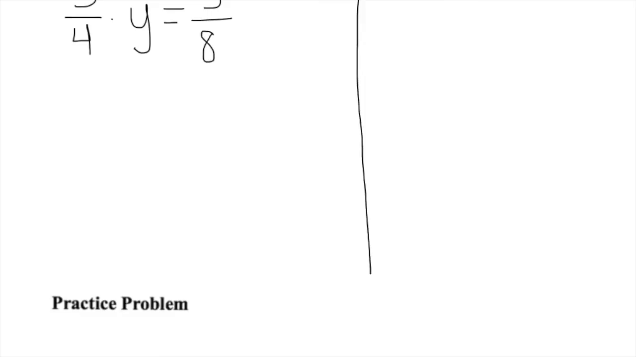Example 3. We're going to deal with some fractions here. So go ahead and split your workspace in half. We're going to solve the same equation two different ways. 3/4 times y equals 3/8. Okay, my goal is to isolate the y, so I have to undo the multiplication of 3/4. I undo multiplication by dividing both sides by the coefficient, which in this case is 3/4. So I'm going to divide 3/8 by 3/4.